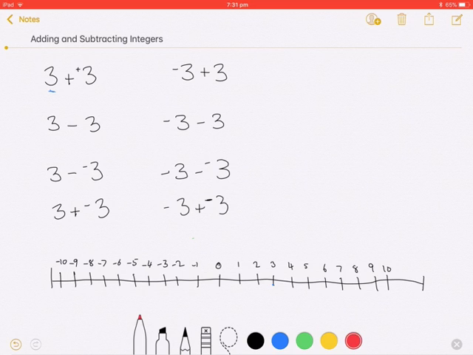So we're adding 3, we're going to go that way. We're going to end up on 6. No dramas at all. So you guys should be fine with that. We went that way. What if we're starting on 3? This is where we're starting. And we're going to take away 3.